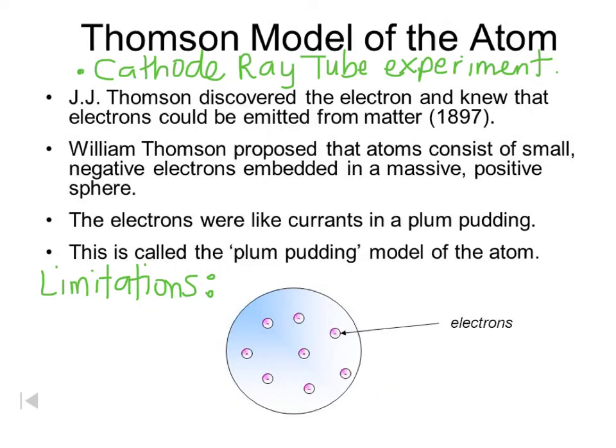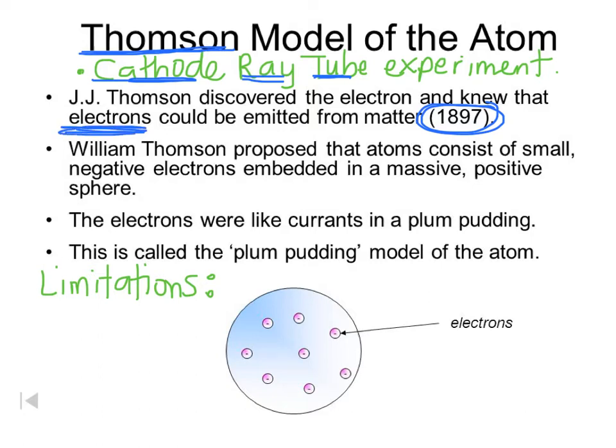Okay, so the next scientist on the timeline is Thompson. This was an English physicist, I believe, and his experiment was the cathode ray tube. Basically, he just shot cathode rays in tubes, very straightforward. He did this in 1897, and basically what he did was that he discovered the electron. That's what he gets credit for.